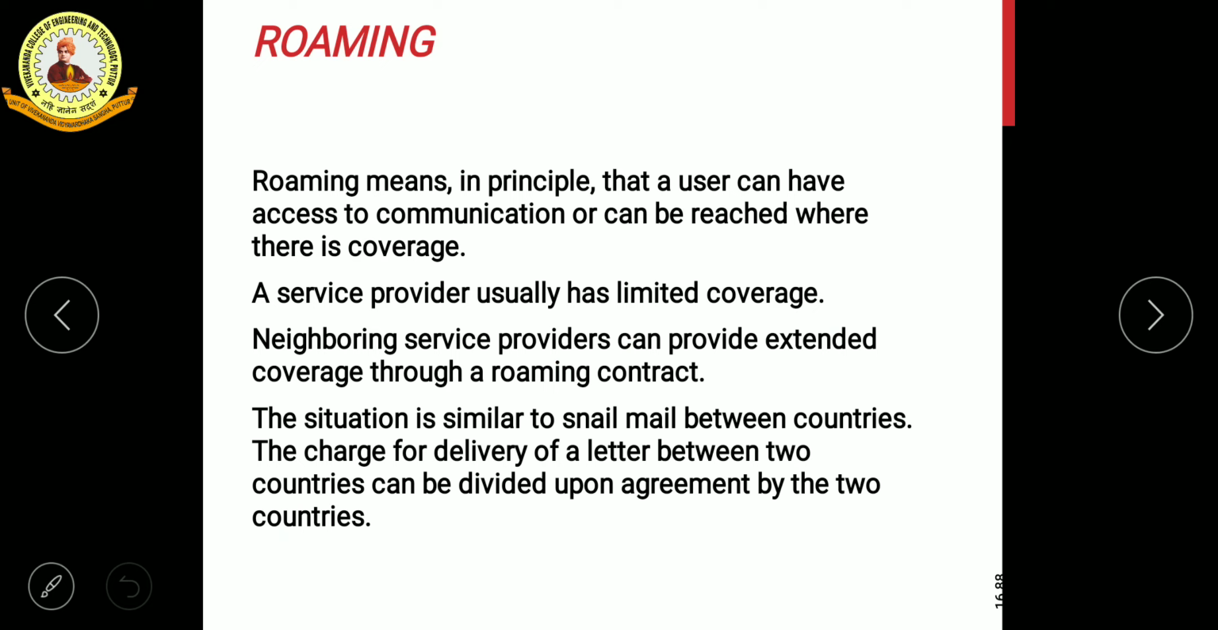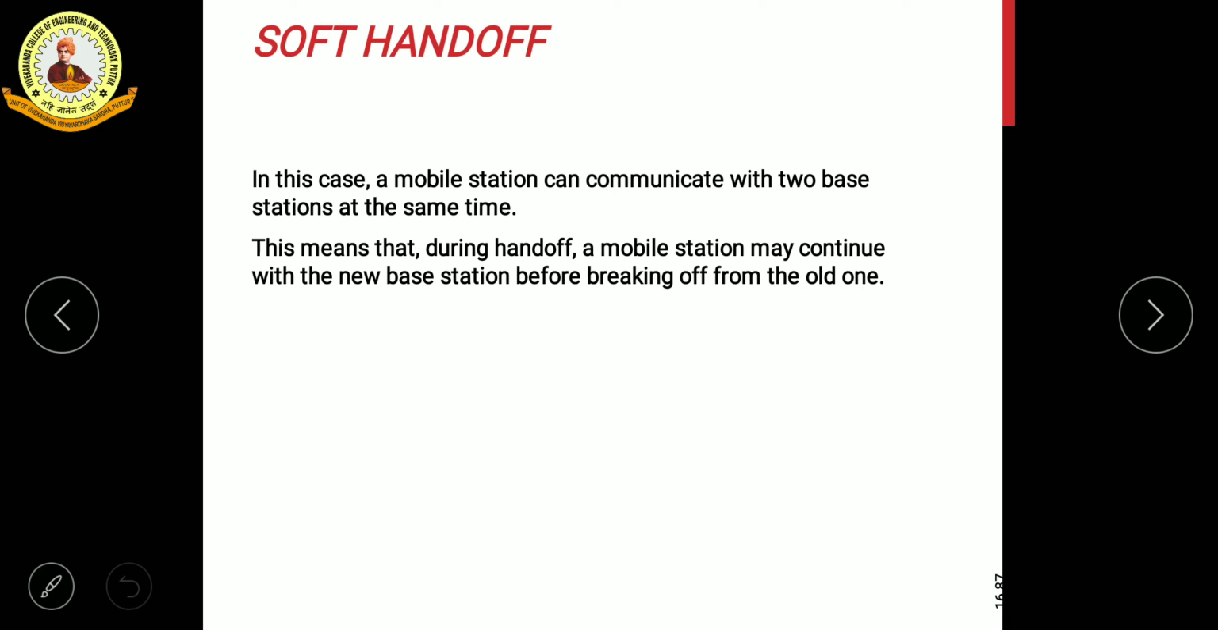The situation is similar to snail mail between countries. The charge for delivery of a letter between two countries can be divided upon agreement by the two countries. This is similar to roaming of a service provider when you are in other countries. Okay, so this is all about operations of cellular telephony.